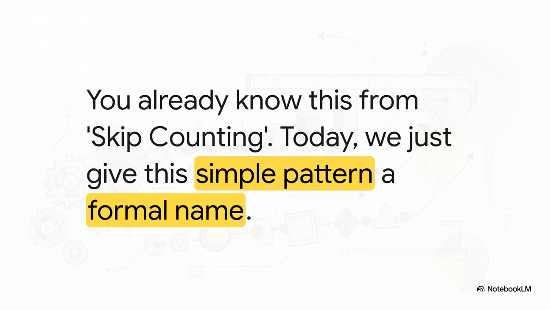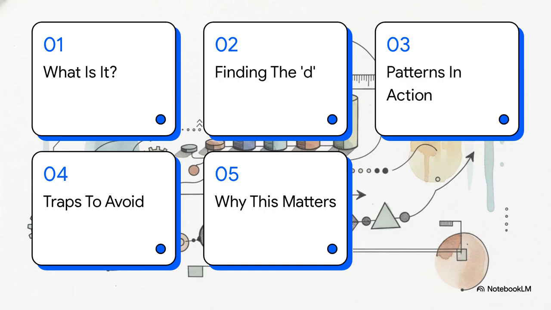All we're doing today is giving that simple pattern its official, grown-up name and uncovering the super powerful rule that's behind it all. So here's our game plan. First, we'll nail down what an arithmetic sequence actually is. Then we'll get into the most important skill, finding what's called the common difference. After that, we'll see it in action, I'll point out a couple of common mistakes to watch out for, and then we'll wrap up with why any of this actually matters.